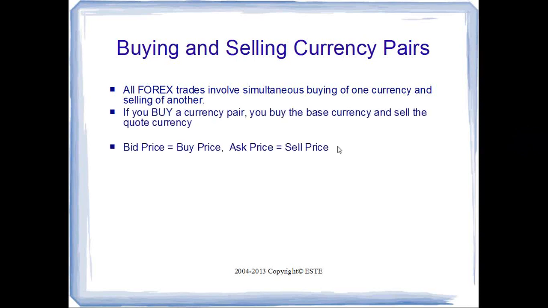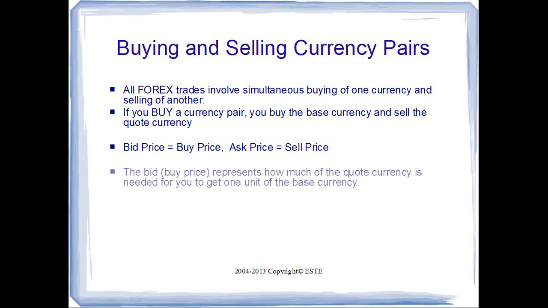Let's go through buying and selling currency pairs. All Forex trades involve simultaneous buying of one currency and selling of another. So if you buy a currency pair, you're buying the base currency and you're selling the quote currency. The bid price is the buy price. The ask price is also known as the sell price. The bid price represents how much of the quote currency is needed for you to get 1 unit of the base currency.